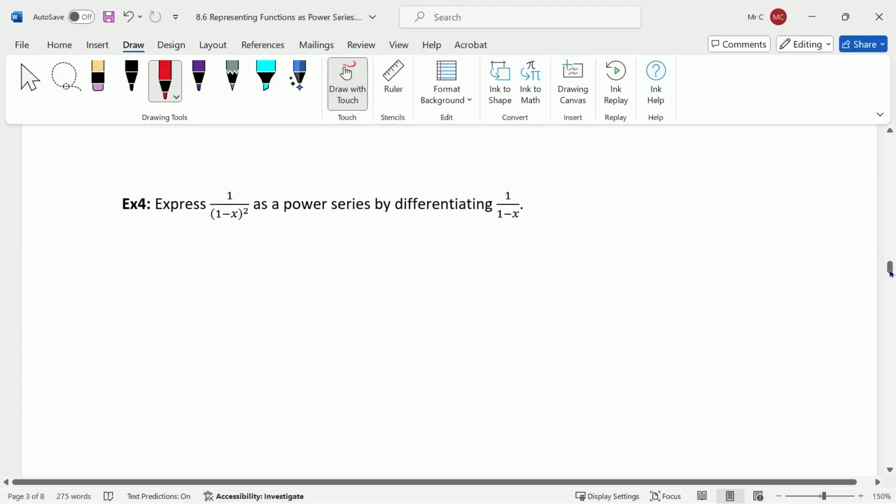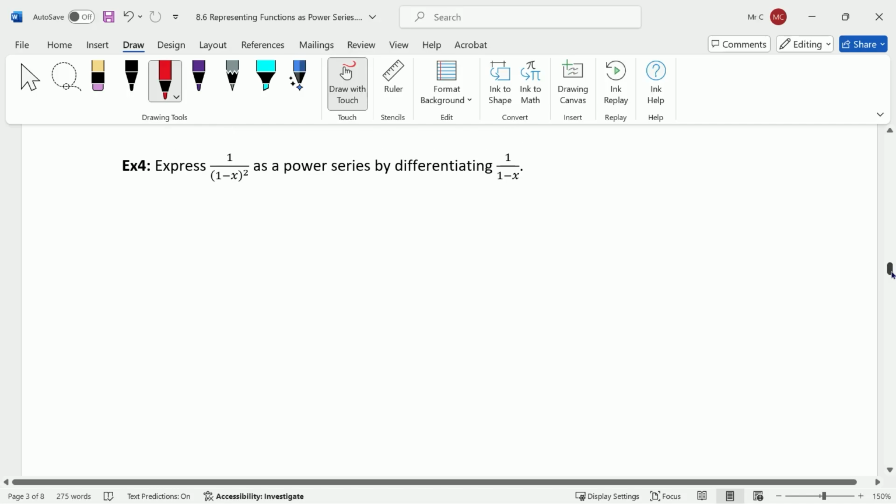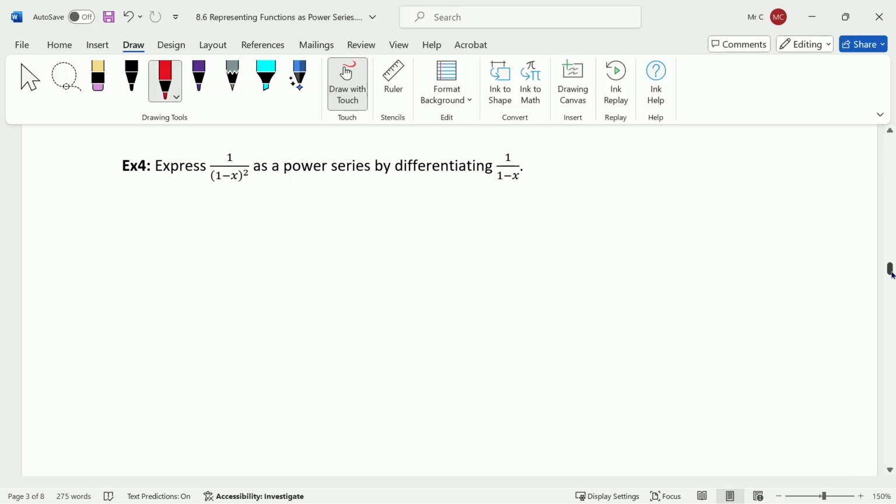Okay, example 4 here. Express 1 over (1 minus x) squared as a power series by differentiating 1 over 1 minus x. So what do I mean? Well, I know that 1 over 1 minus x is the sum from n equals 0 to infinity of x to the n power.